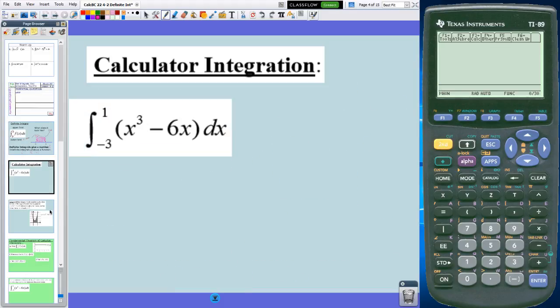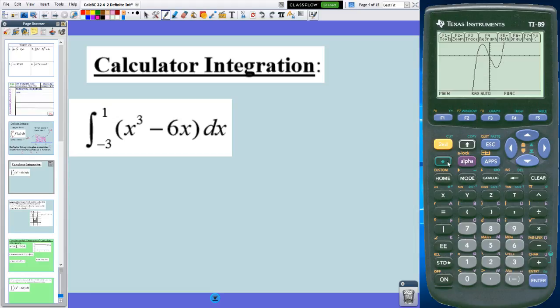So I want to show you how this works in a calculator. Let's say I wanted to integrate x cubed minus 6x. So what does that graph look like? Well, let's look over at the graphing calculator. I'm going to type this in, x cubed minus 6x, and then we're going to look at the graph. So here we go. It looks like this cubic equation. You know it's cubic because the x cubed is the highest term.